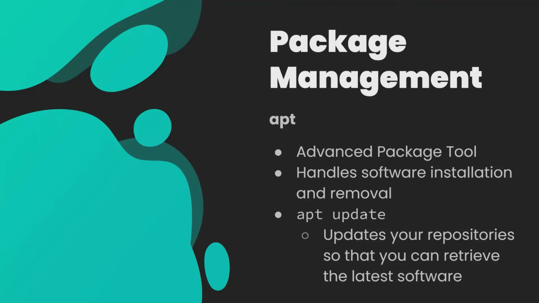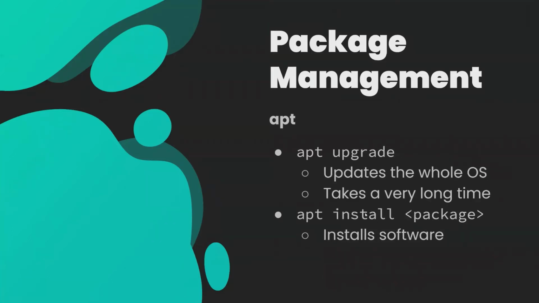apt update would not run by itself, as it requires elevated privileges, so you'd have to run sudo apt update. Now there's another command, apt upgrade. This upgrades the entire operating system. And this takes a very long time, so I don't recommend that you guys run it, at least not now. And apt install allows you to install software.